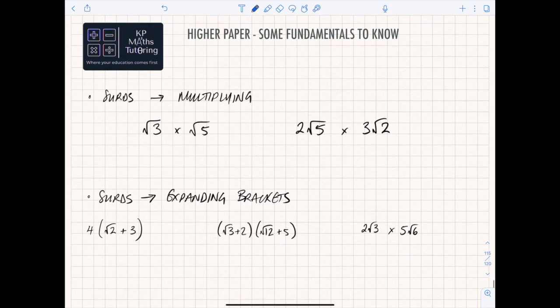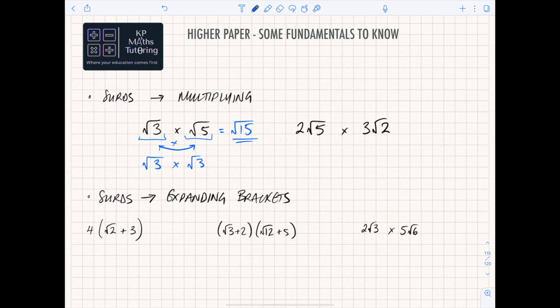So if surds are different, so this is a root 3 and this is a root 5, you can very simply just multiply them together. Now, root 3 times root 5 actually just gives you root 15. So you just times the numbers together and then you put your root sign over the top of it all. So root 3 times root 5 is just 3 times 5, which is 15, and then root 15.